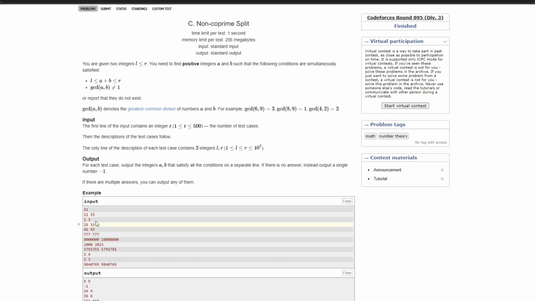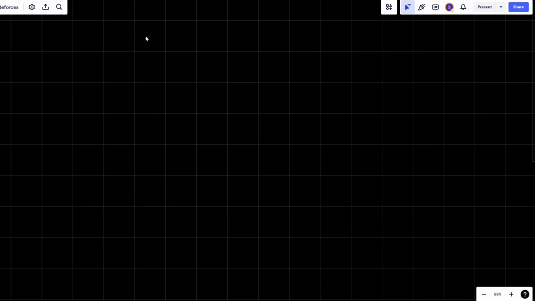See, over here are the test cases. So we can see that in some cases the value of L and R is unequal, and in some cases the value of L and R is the same. So we'll discuss both of the cases. After analyzing all the test cases, we may say that in some cases L will be equal to R, and in some cases L will not be equal to R. So over here we'll consider when L is not equal to R.